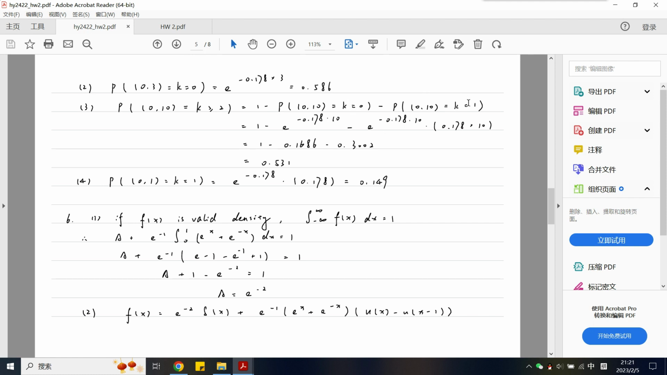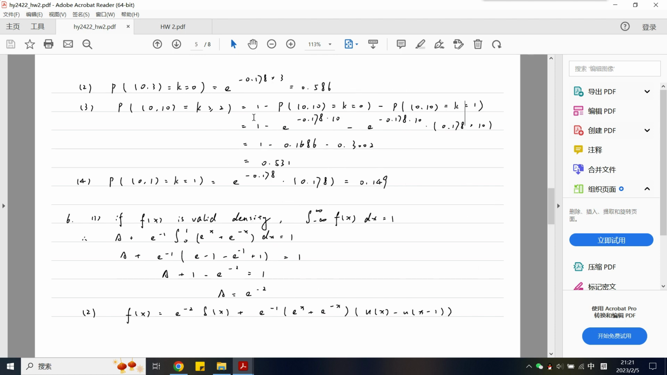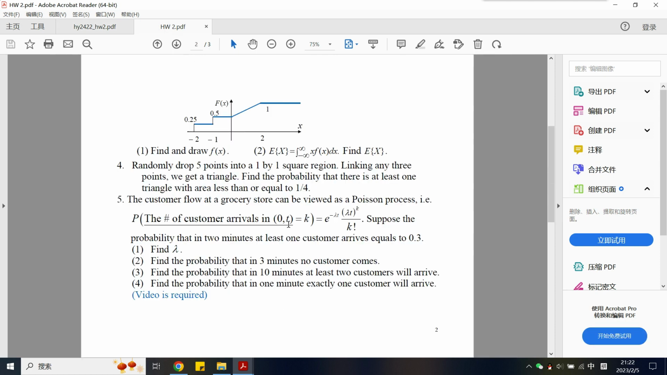So for these two formulas, we can get the data: k is 0 and 1, and the time is 10. So take this into this formula, and after calculation, we can get that in 10 minutes at least 2 customers will arrive. The probability will be 0.531.